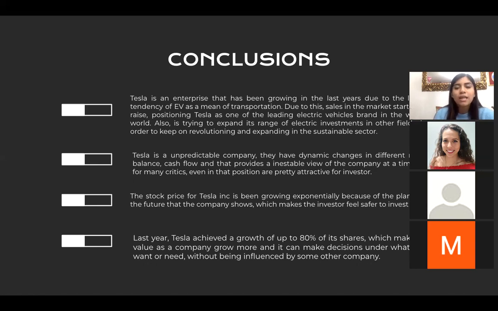Last year, Tesla achieved a growth of 80% of its shares, as I mentioned, and that makes a value company grow more, and it can make decisions based on what they need or what they want. They don't need another company to make a decision.